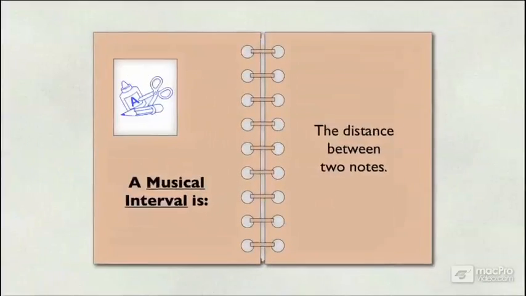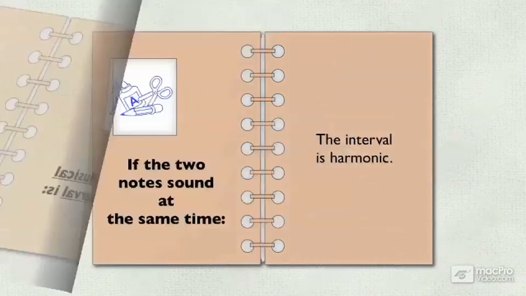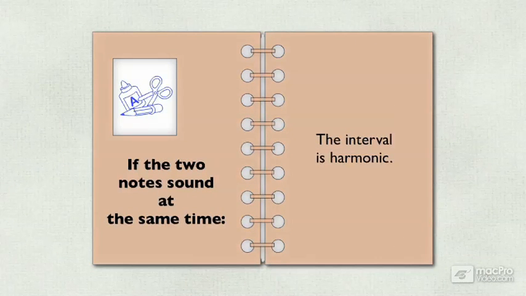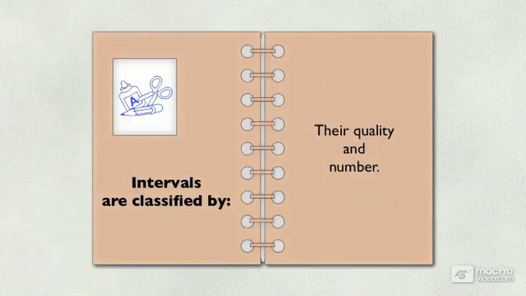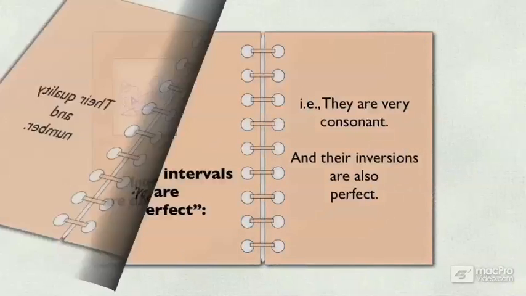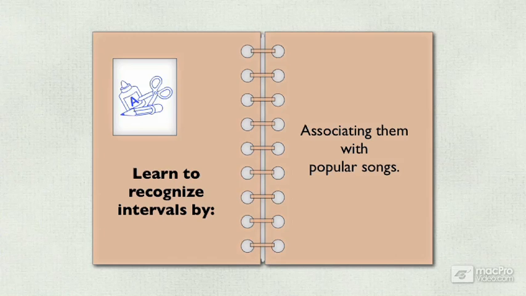A musical interval is the distance between two notes. If two notes sound at the same time, the interval is harmonic. If two notes sound one after the other, the interval is melodic. Intervals are classified by their quality and their number. Certain intervals are perfect. That is, they're very consonant, and their inversions are also perfect. Learn to recognize intervals by associating them with popular songs.